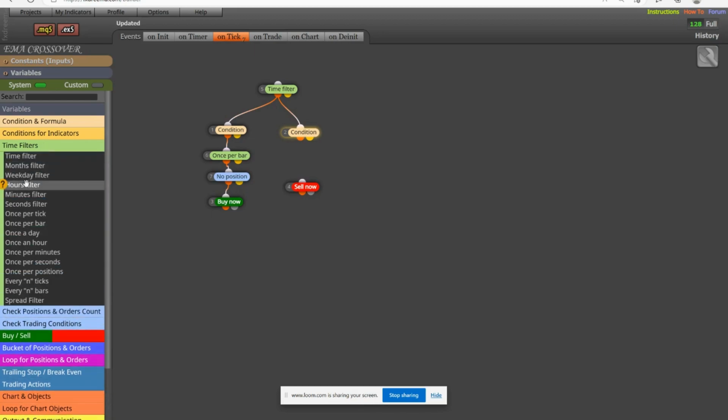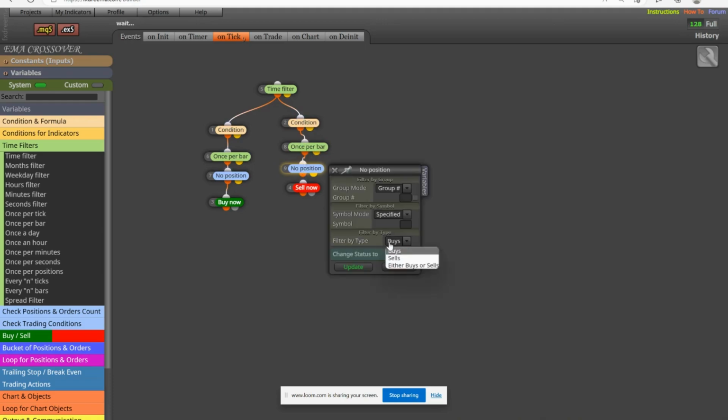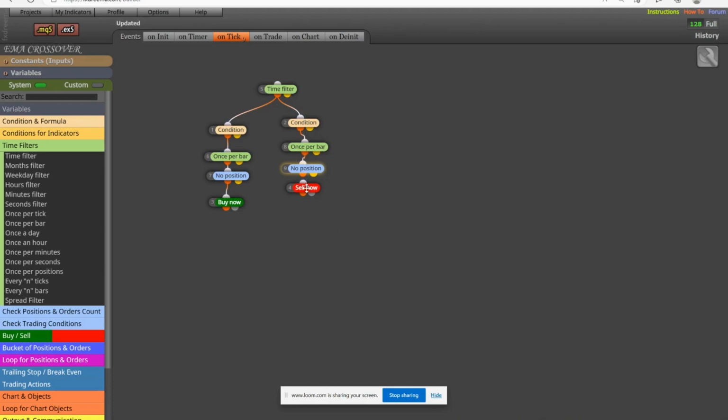Again, we'll do the exact same for the other side, once per bar. Once per bar means once per candle, really. Just if you don't know, again, make sure that there's no positions to the sell side before we're selling. Okay, let's connect these up.